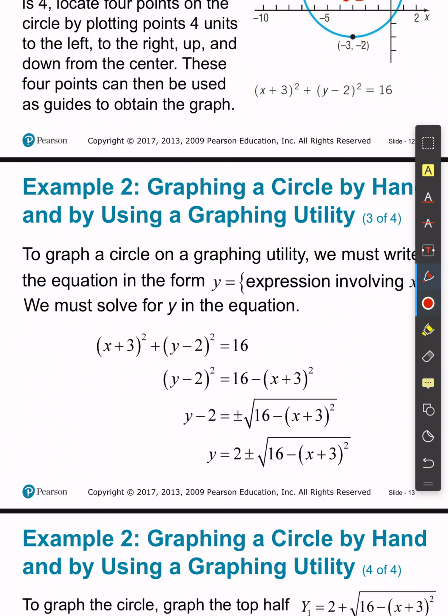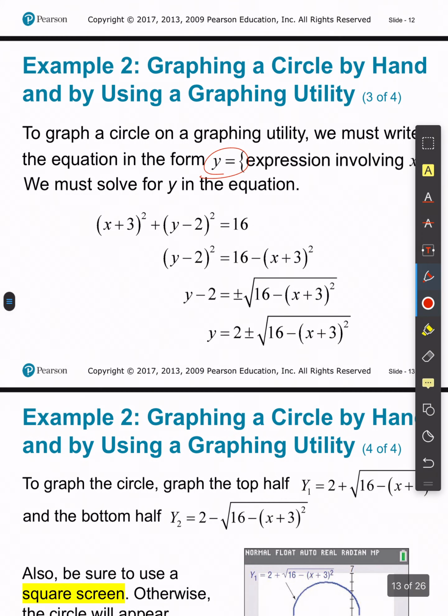So remember, in order to do that, if you're on a calculator, you have to solve for y. This is, again, why I love Desmos so much, because in Desmos, you do not need to solve for y, right? But if you're using your calculator, you're definitely going to have to solve for y, and you get into some of this ugly algebra here. So they walk you through how to solve this for y.